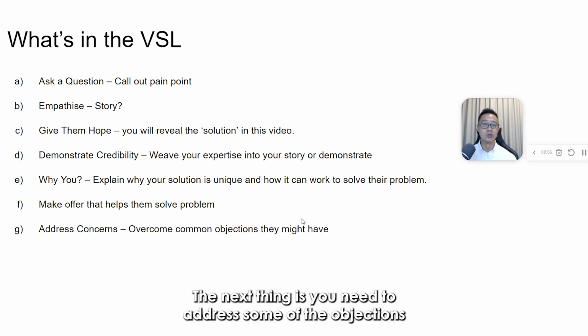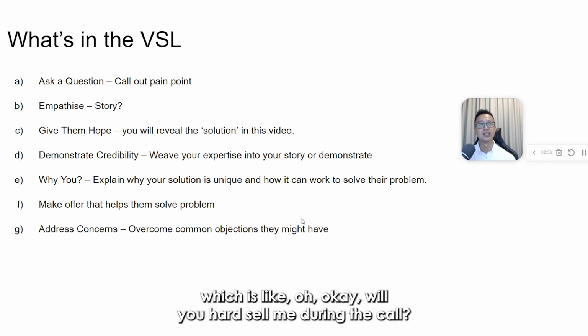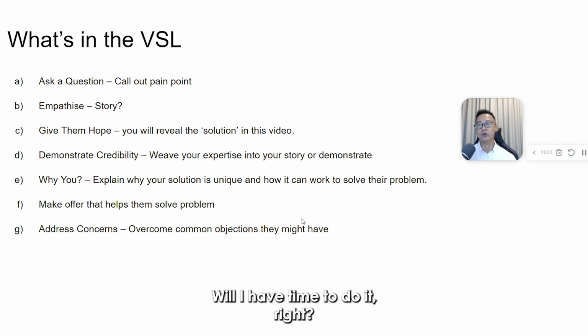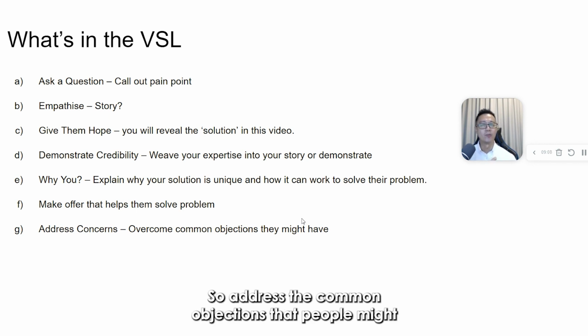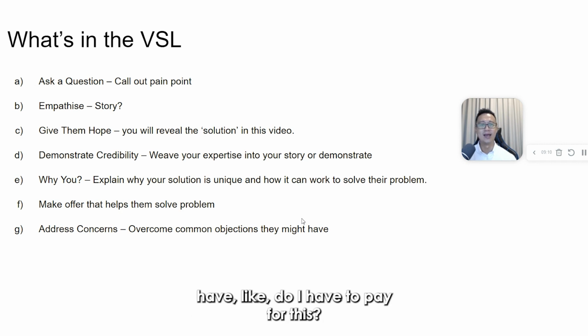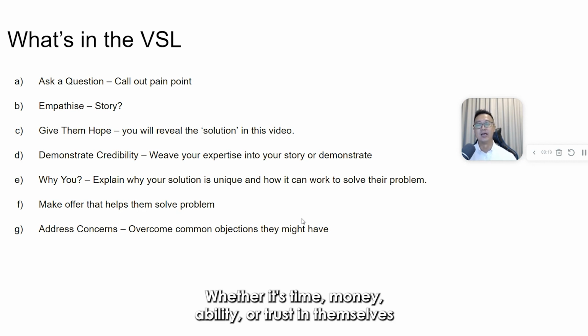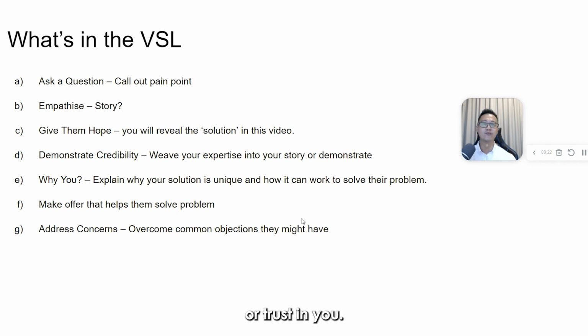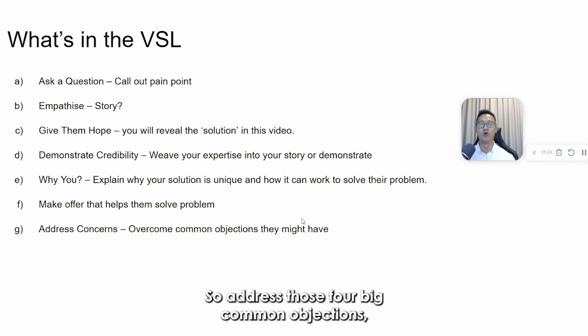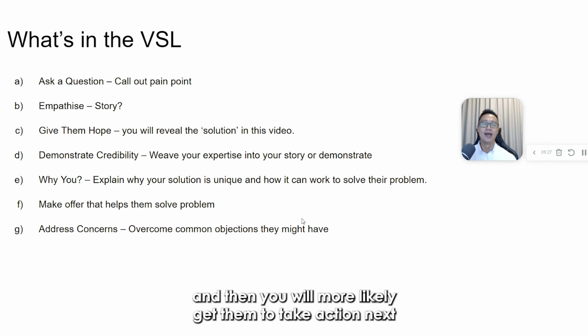The next thing is you need to address some of the objections, like, will you hard sell me during the call? Will I have time to do it, right? So address the common objections that people might have, like, do I have to pay for this? How much is it going to cost? All those kinds of objections, you need to address them, right? Whether it's time, money, ability, or trust in themselves, or trust in you. So address those 4 big common objections, and then you will more likely get them to take action on the next step.